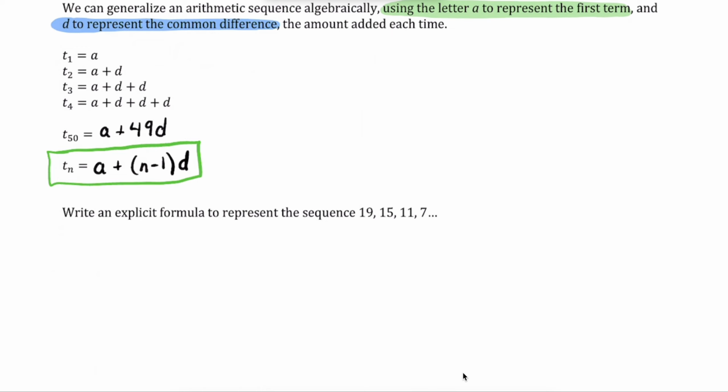So Tn is equal to A plus n minus 1 times D. And we know A is our first term, so that's 19. N minus 1 is going to stay as n minus 1, and then D is the common difference. This is the amount that's being added every time. You'll notice in this case the amount that's being added is actually negative. I'm adding negative 4 every time. And so this is the most consistent way of doing it.